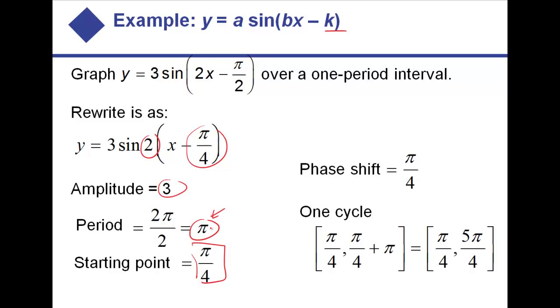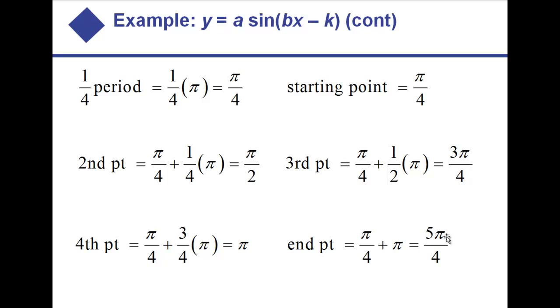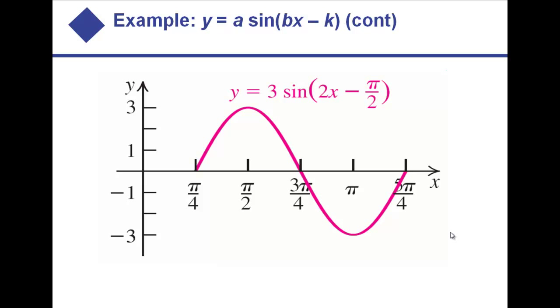Take your pi, cut it into a fourth, and know that you're going to be adding 1/4 to these things. So you take your 1/4, add it to the starting point, right? And you get 1/4, 2/4, which is a half, 3/4, 4/4, which is just 1, and then 5/4. Put all those on the graph, right? 1/4, 2/4, 3/4, 4/4, 5/4.